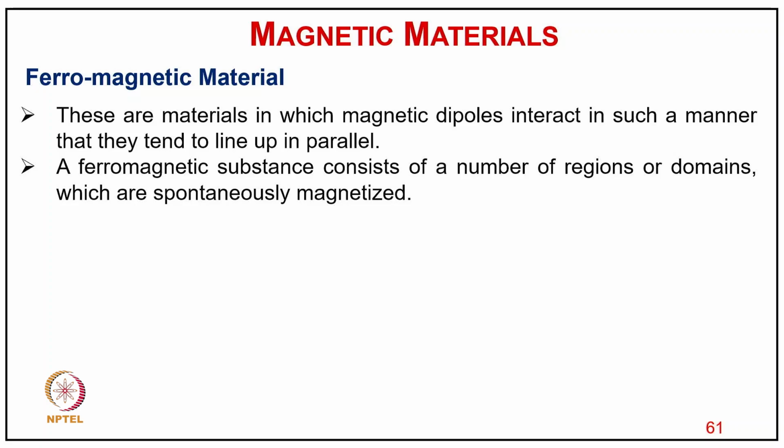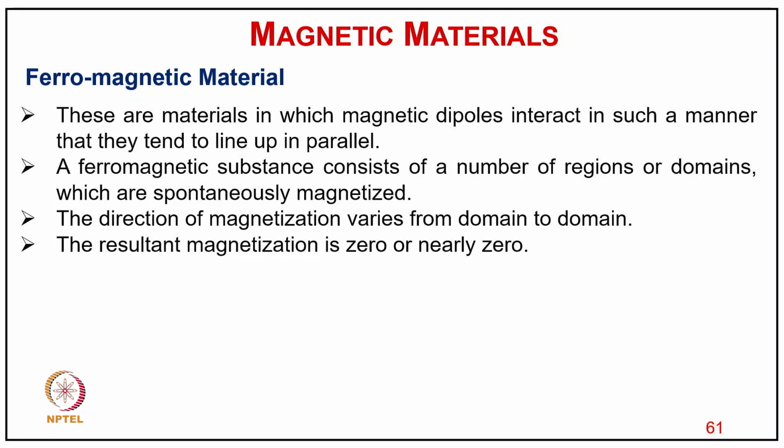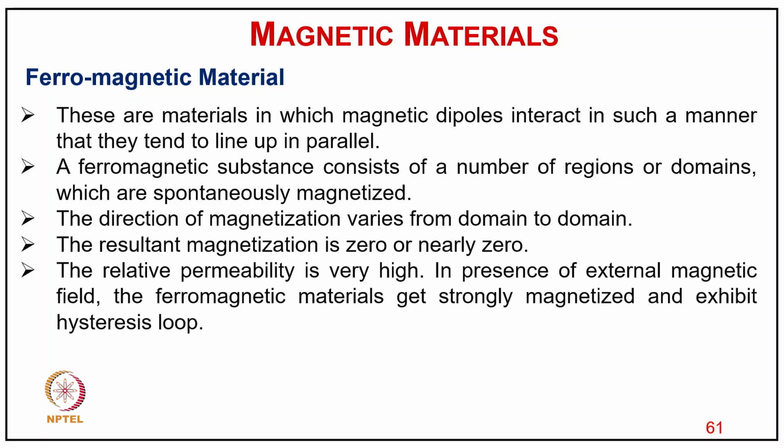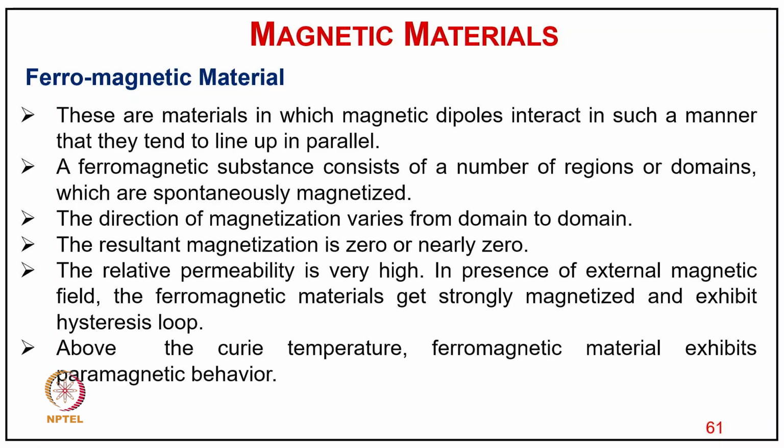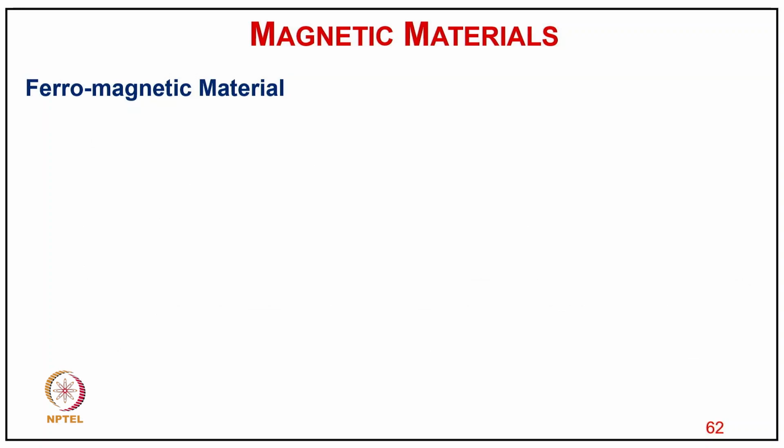A ferromagnetic substance consists of a number of regions or domains which are spontaneously magnetized, and the direction of magnetization varies from domain to domain. The resultant magnetization is zero or nearly zero, and the relative permeability is very high. In the presence of an external magnetic field, the ferromagnetic material gets strongly magnetized and exhibits a hysteresis loop. Above the Curie temperature, the ferromagnetic material exhibits paramagnetic behavior. Ferromagnetic materials are widely used in industry. Typical examples are iron, nickel, and cobalt.